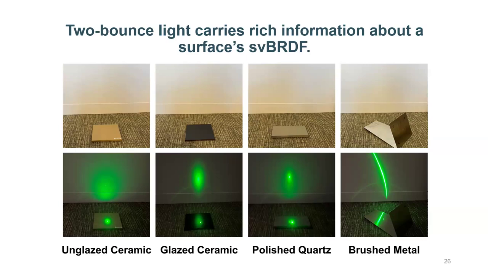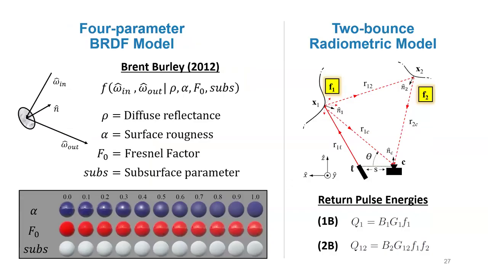And so to reduce the dimensionality of this problem, I assume that the BRDF of all points in the scene can be modeled with this four parameter BRDF model. It's based on the Disney BRDF published by Brent Burley. And so the parameters of this model are a diffuse reflectance term, the surface roughness, the Fresnel factor, which is a function of the material's index of refraction, and a subsurface parameter that interpolates between a diffuse reflectance model that's closer to concrete and another one that's closer to skin.